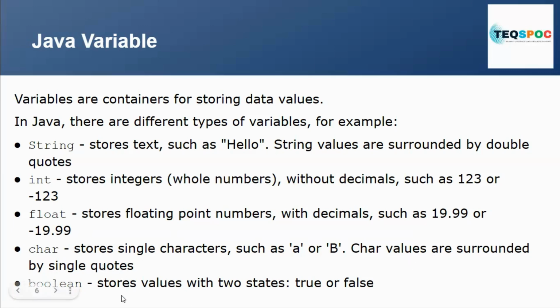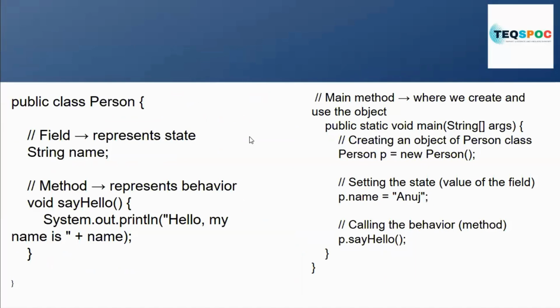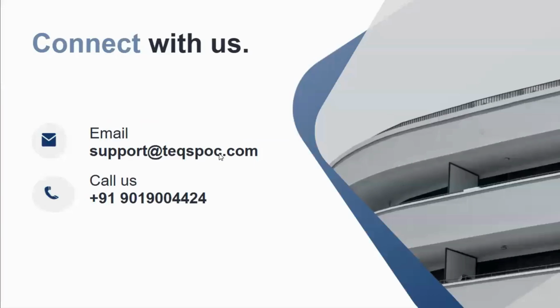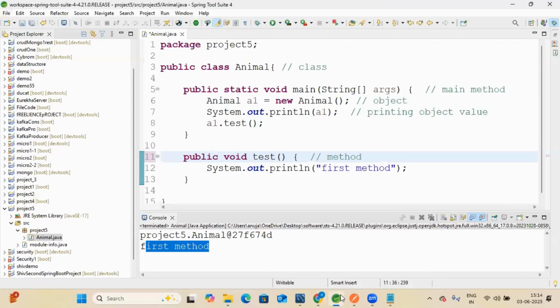Then boolean stores a value with two possibilities: boolean may be true or boolean may be false. How to create an object we have seen; this is a simple general example. Now let me show you what the variables are.